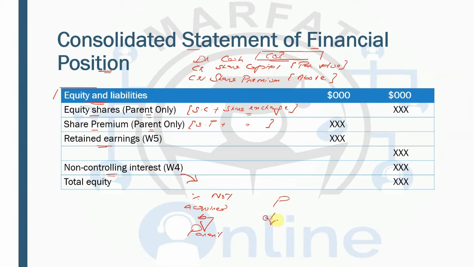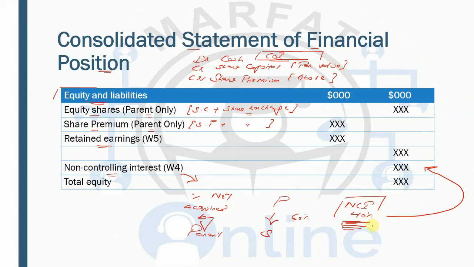For example, if the parent has acquired 60% shares in the subsidiary, then the non-controlling interest is 40%, which means this percentage that the parent has not acquired. Now the question over here is why we will be recording the non-controlling interest in the consolidated statement of financial position. This is the percentage which we have not acquired, and this is something which does not belong to us. Then why are we recording this?